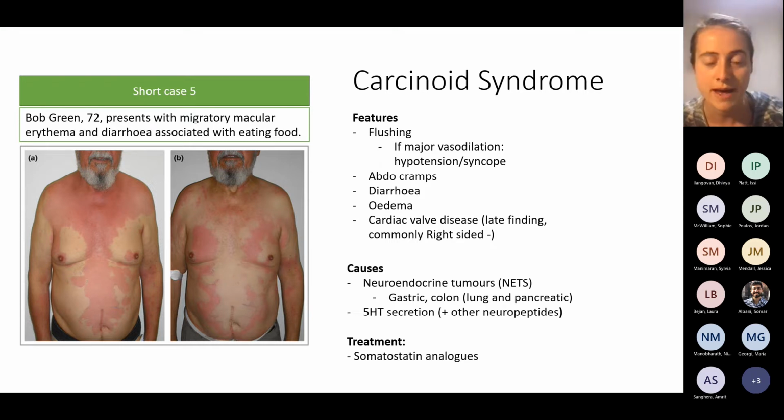Oddly enough, I'm not sure about the pathophysiology, but they can also get right-sided valvular disease. Apparently, it becomes very fibrosed. But anyway, it's a feature of the neuroendocrine tumors, commonly gastric, which is when you get the postprandial effects, and you can treat it with somatostatin analogs, just for the symptomatic relief until you treat the underlying cancer.